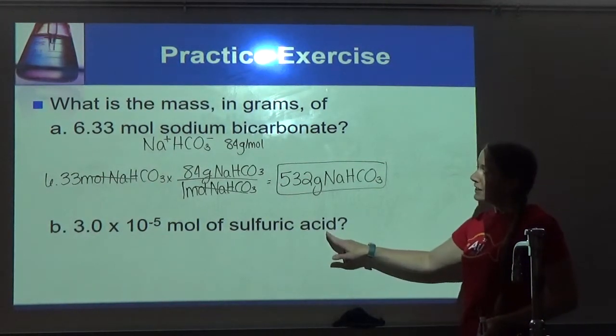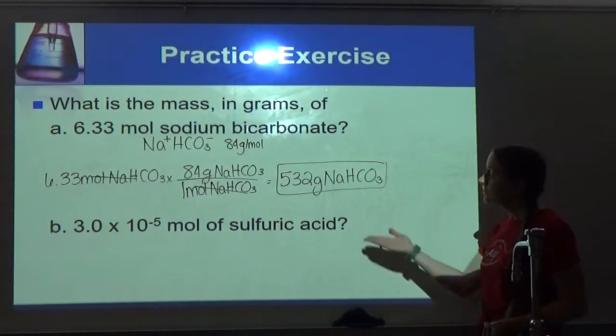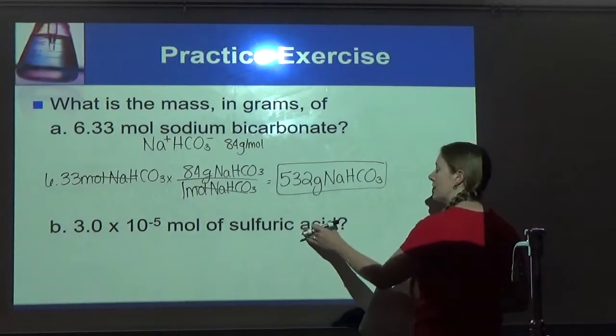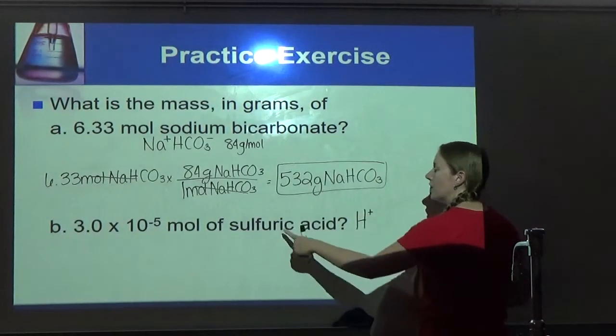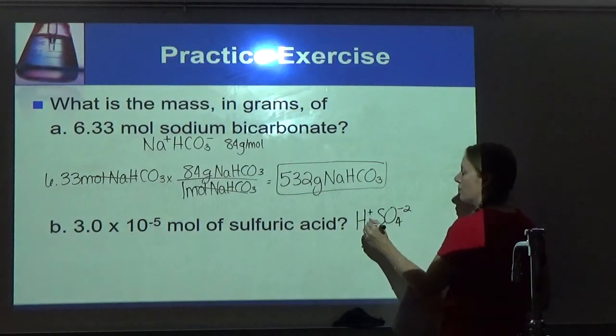Our next one is, what is the mass in grams of 3 times 10 to the negative 5 moles of sulfuric acid? A lot of y'all have trouble naming acids. Remember, if it ends in acid, it starts with hydrogen. Sulfuric comes from sulfate, SO4 negative 2, so I need 2 hydrogens.